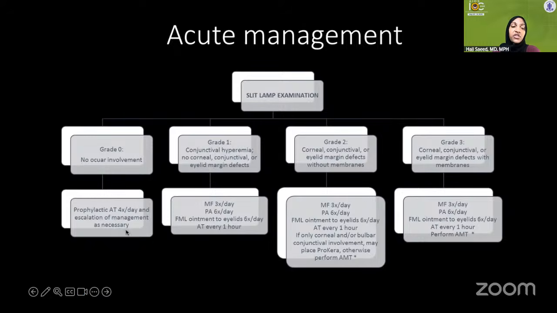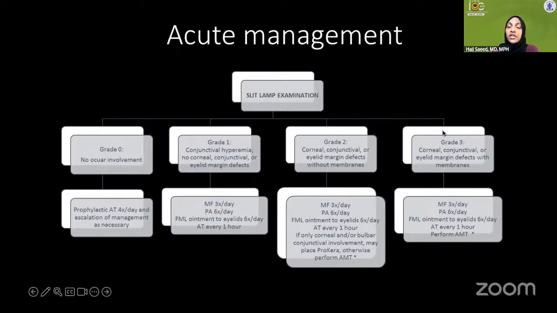I will give you the reference in just a minute, but it involves lubrication of the ocular surface. MF is moxifloxacin, an antibiotic, a fluoroquinolone, given 3 times a day, prednisolone acetate 6 times a day, and fluorometholone ointment, also given to the lids and ocular surface, along with intense lubrication.